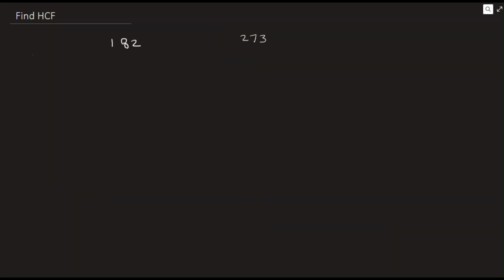So the next sum I do is again find HCF of two numbers, which is 182 and 273. So I will do it by listing down the prime factorizations vertically. So the first prime number that divides 182 without a remainder being left out is the number 2.